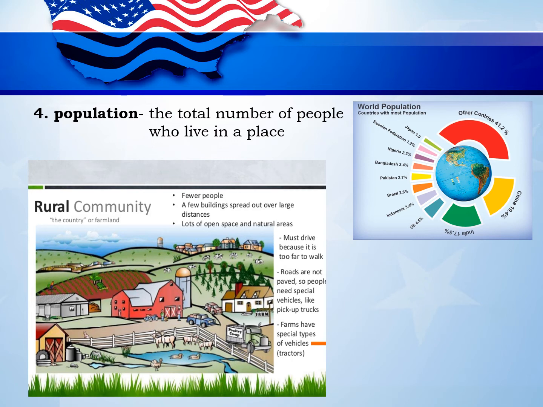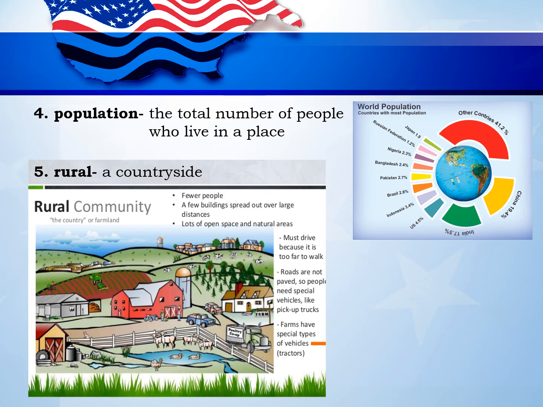Number 5, we have the word rural. Rural, simply, it is a countryside. Look at the picture here. A rural community shows fewer people, few buildings spread out over large distances, and lots of open space and natural areas. Just remember, rural means a countryside or simply like a farm.